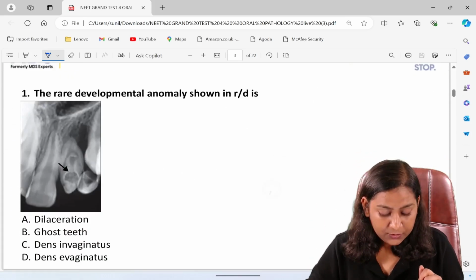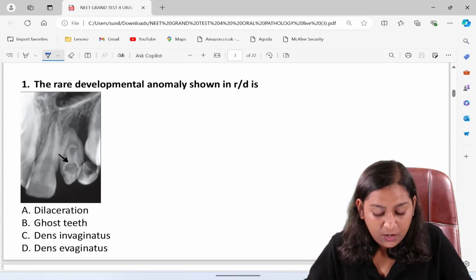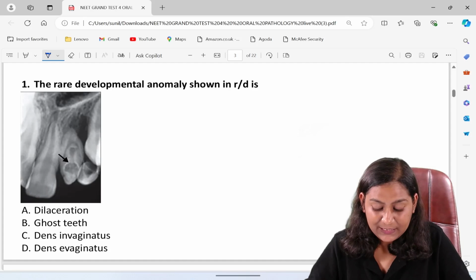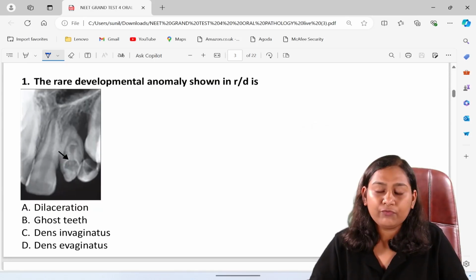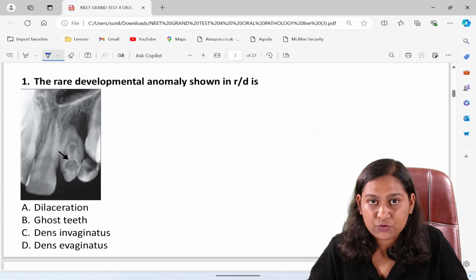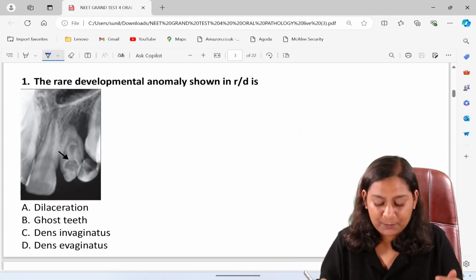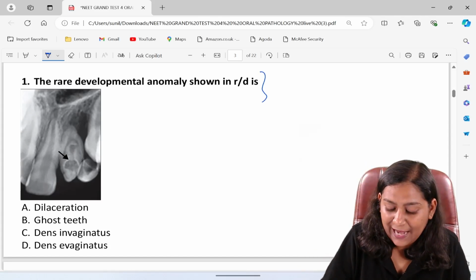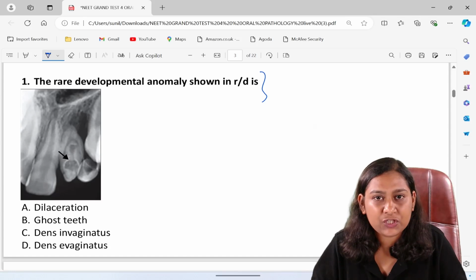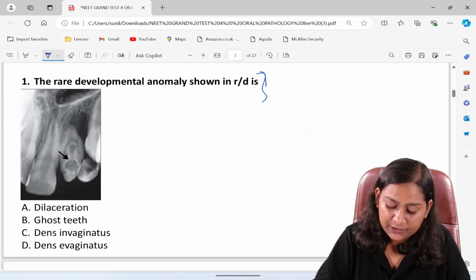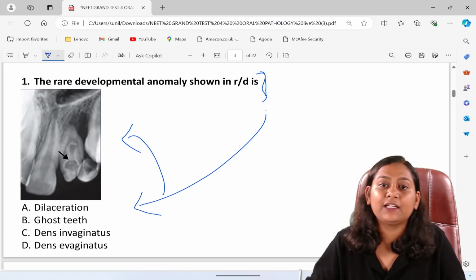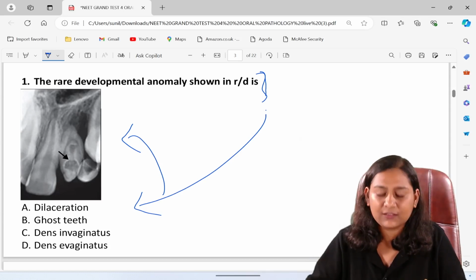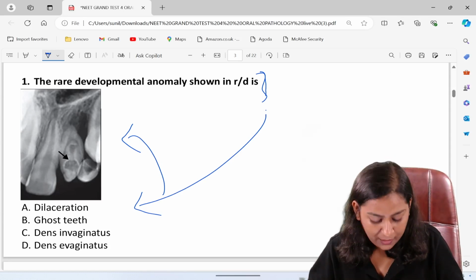Now coming to our first question: a rare developmental anomaly shown in the radiograph is... When you look at any image, first try to look at the options. When they have not mentioned anything in the question, first look at the options and then relate them to the image. In this way it will be easier for you to mark the MCQ.